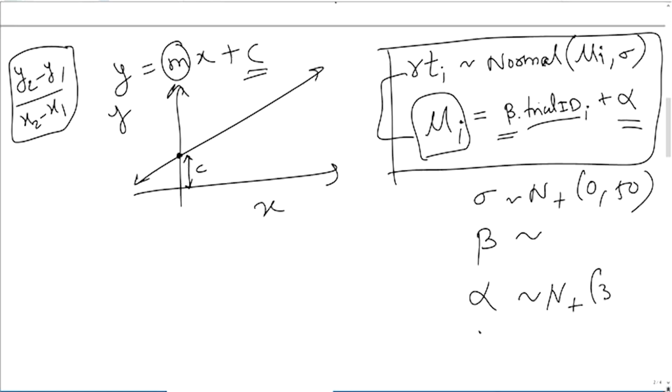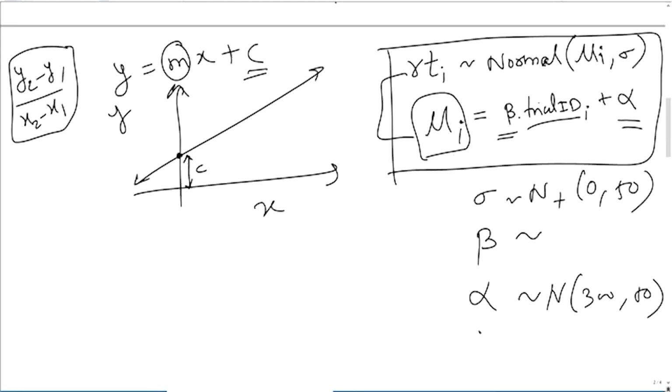So you can have the same priors as you had earlier for the mu parameter on this. Let's say Normal with mean 350. That's the prior on the intercept. What is beta? Beta is telling you to what extent average reaction time mu I changes with respect to trial ID.